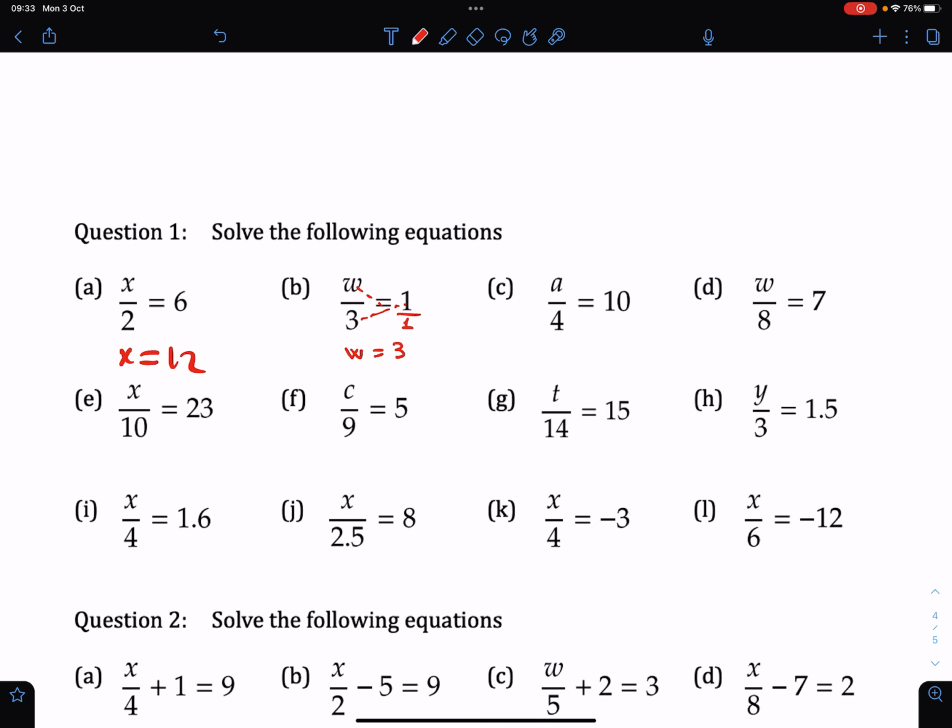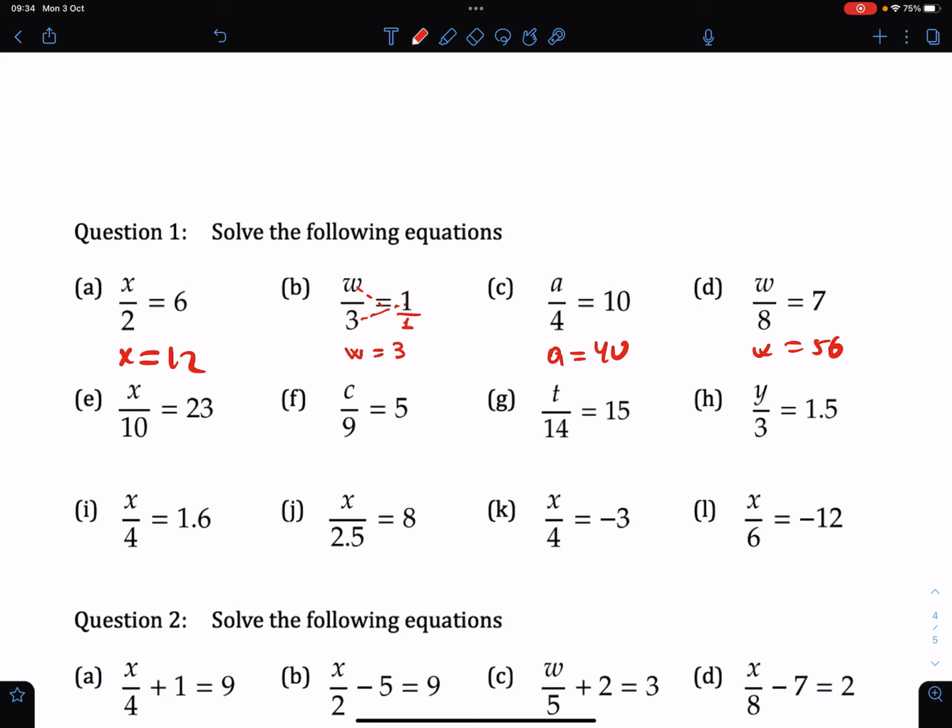Exactly. A divided by 4 equals to 10. It's going to be 40. W over 8 equals to 7. Albara. 56. X over 10 equals 23.